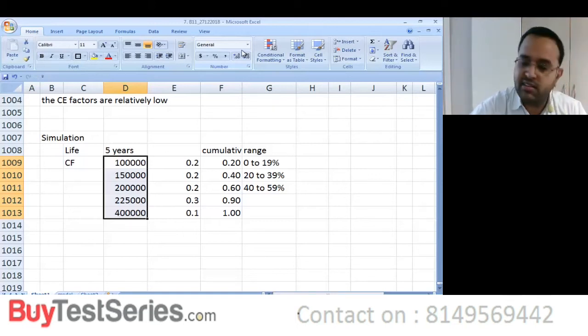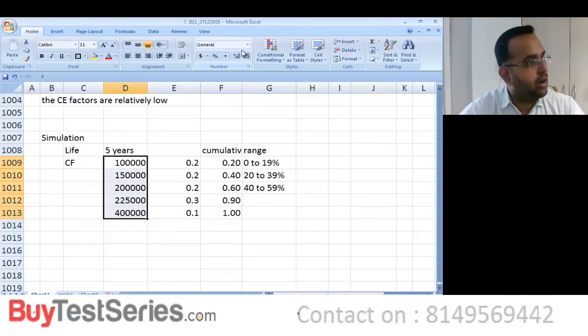Advantage of this method is it is simple. Disadvantage of this method is it's really confusing. In the sense, you take 10 random numbers, you take 20 random numbers, you will end up with different solutions. You can't make any conclusions out of it. That's the complexity of this.